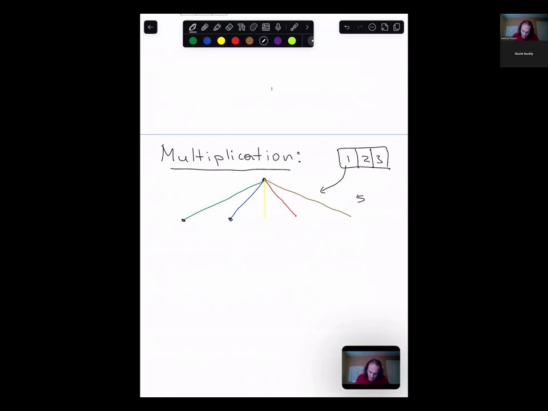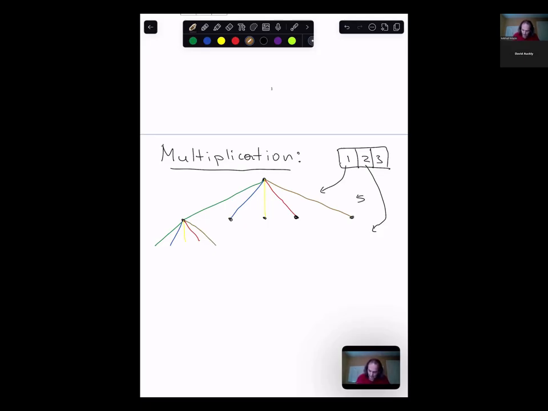Okay, so that was the first step. Then on the second step, we color the second box. Maybe I put it like this. In how many ways can we color the second box? Well, again, in five different ways, right? We can color it green, blue, yellow, red, or brown.